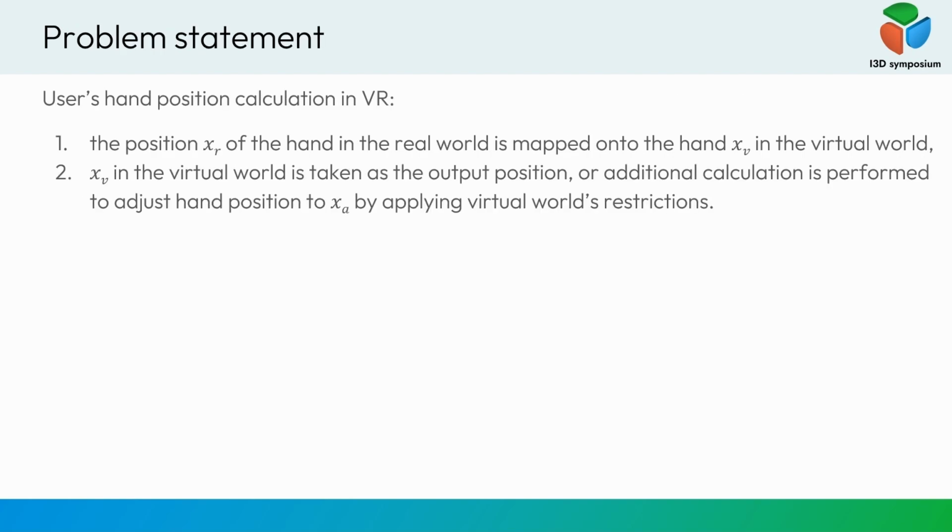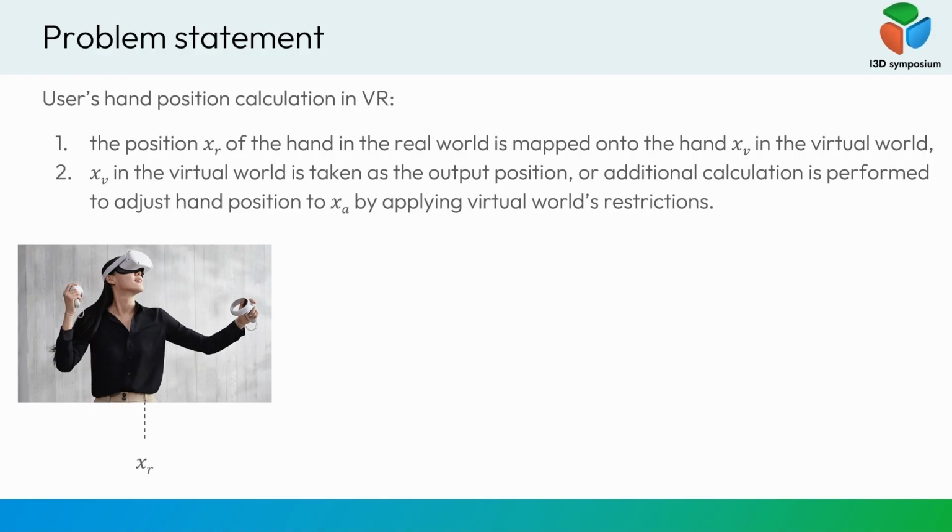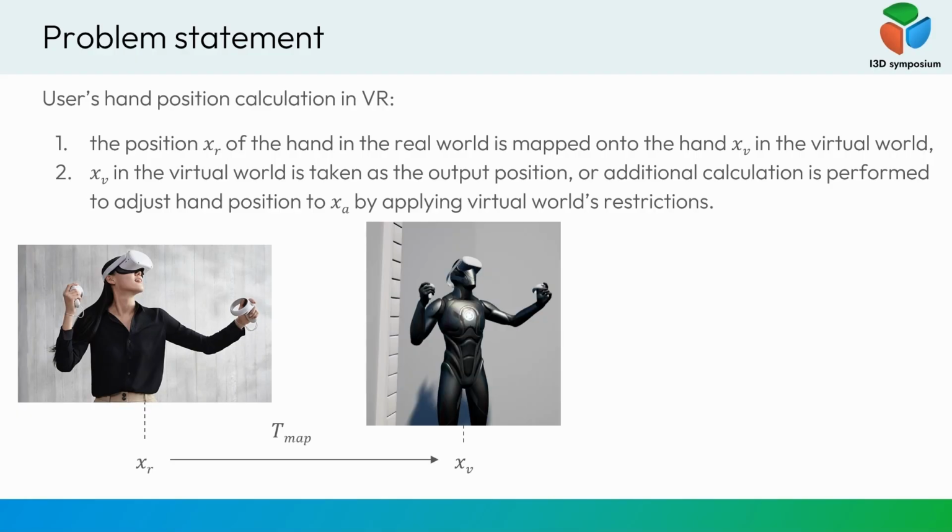To be able to address the problem, we have to comprehend how the final position of the hand is calculated in virtual reality. It can be done in a two-step process. First, the position of the hand in the real world is mapped into the hand position in the virtual world. This step is usually handled by VR goggles hardware and game engines.